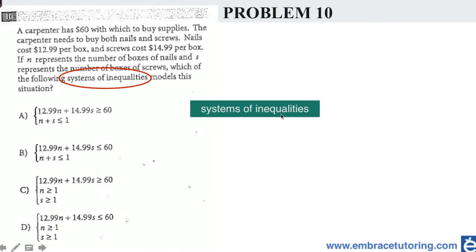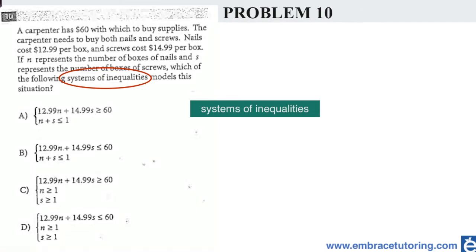Now, whenever you're given systems of inequalities problems, you want to try to break it down line by line. You also want to pay attention to what they're corresponding to. So the rates should also match up to the variable that they're discussing. So where it says $12.99 per box of nails, all of these should then read $12.99N, $12.99N, $12.99N, $12.99N, which they all do. And then the $14.99 per box of S, or for screws, they should all read $14.99S, etc.